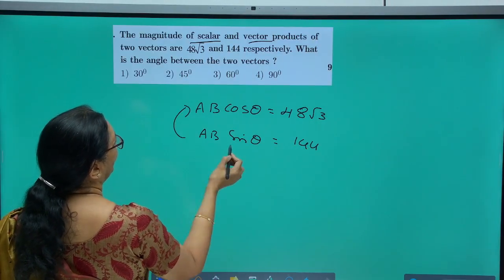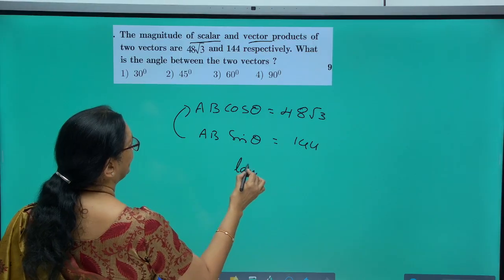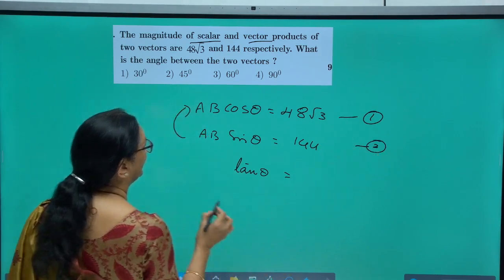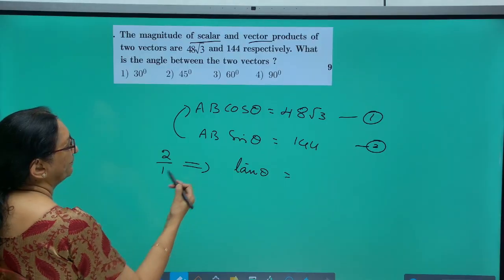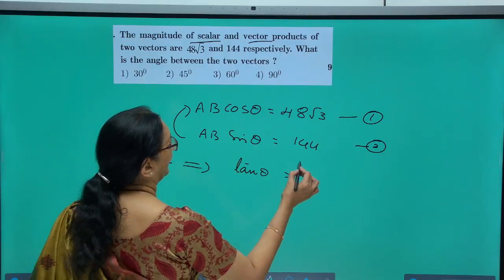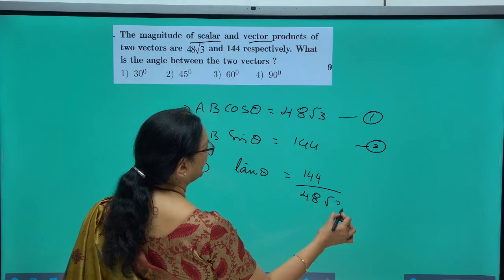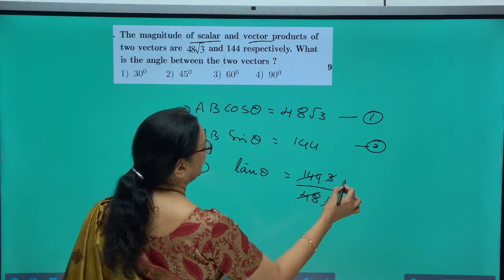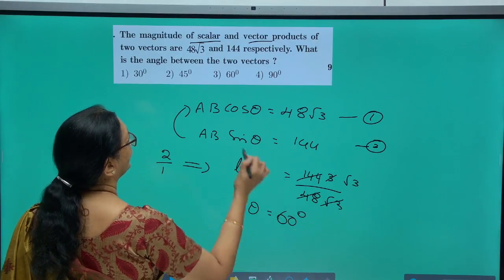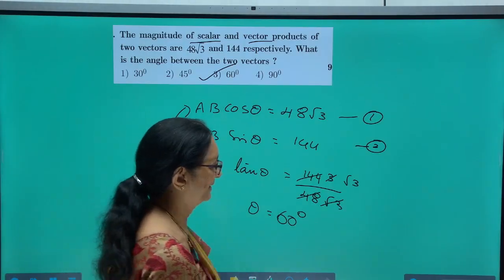So, look here, scalar product is given as 48 root 3 and vector product AB sin theta is given as 144. If you divide this, that is sin theta by cos theta, AB gets cancelled. If you take this as equation 1, this as equation 2, 2 by 1 implies AB gets cancelled, sin theta by cos theta is tan theta, that is equal to 144 by 48 root 3. 3 times, this is root 3 times. Tan theta is root 3, theta is equal to 60 degrees. So, angle between the two given vectors is 60 degrees, right.